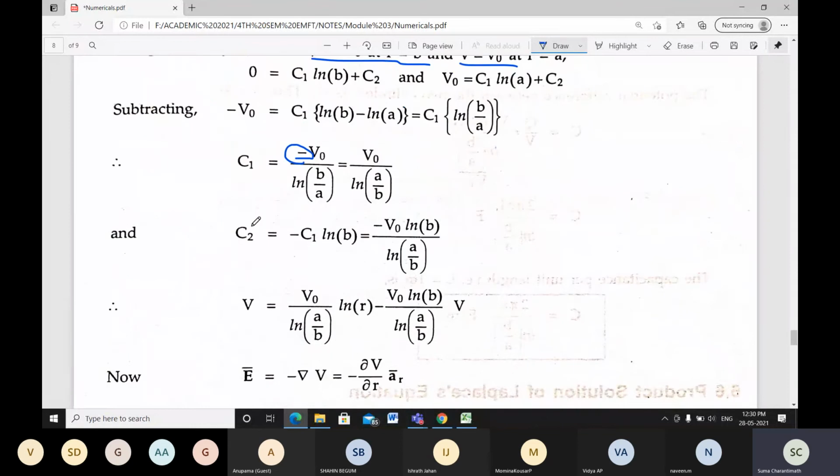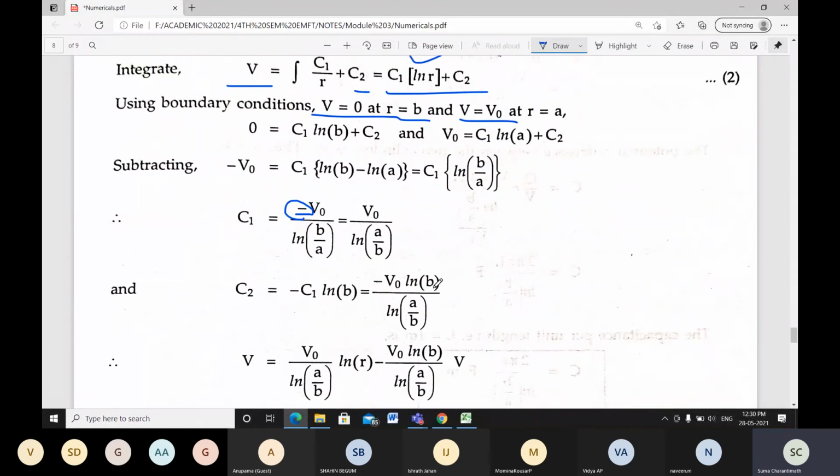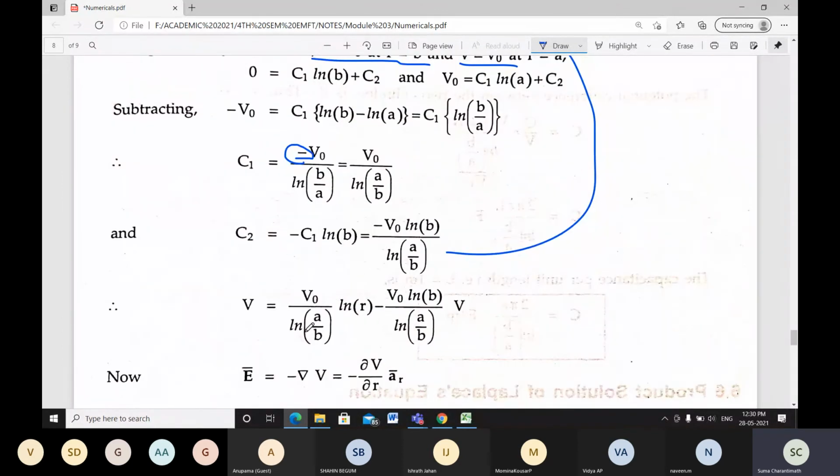Then for c2, we get c1 ln b, that is minus V naught ln b divided by ln(a/b). Then substitute the c1 and c2 values in the V equation. Then V is going to be V naught divided by ln(a/b) times ln r, minus V naught ln b divided by ln(a/b), in terms of volts.